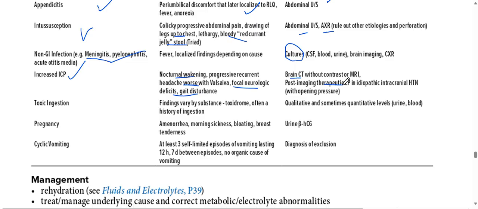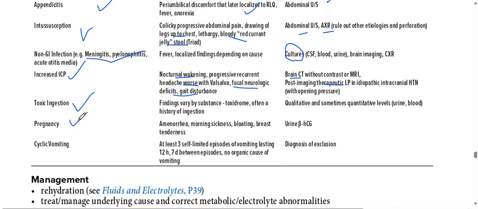Then the next thing is toxin ingestion. Findings vary by substance, and we check qualitative and sometimes quantitative levels in urine and blood. Pregnancy: there can be vomiting, amenorrhea, morning sickness, bloating, breast tenderness, and we have to check urine beta hCG, the urine pregnancy test.